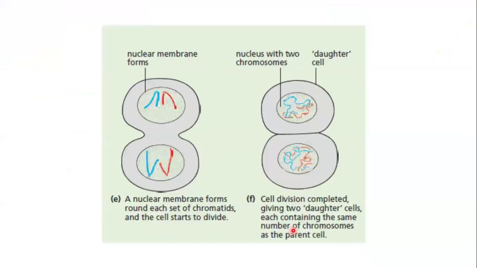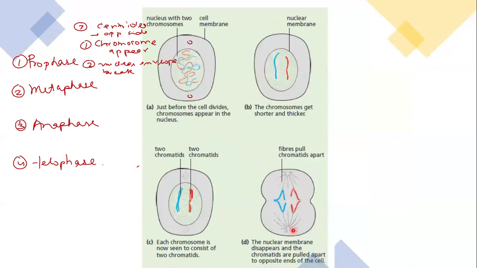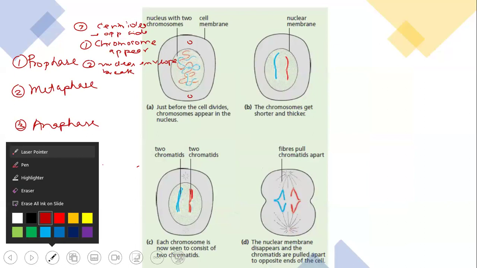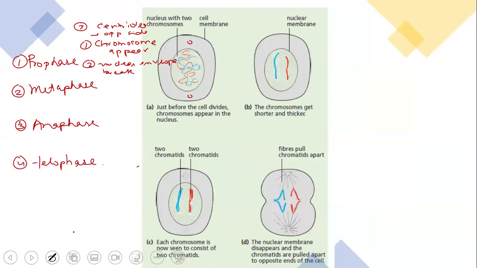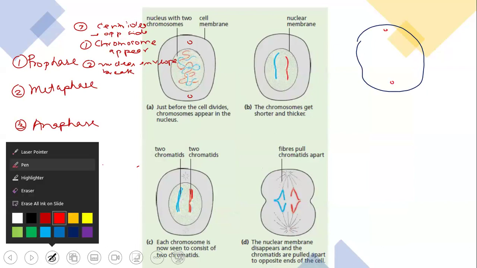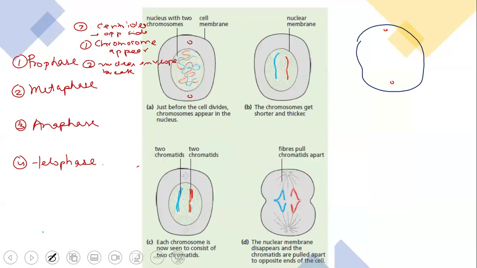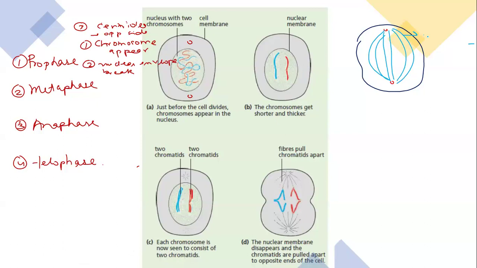Now, what happens after that? The next stage is known as metaphase. What happens in metaphase? This is my cell. Remember how I told you about the centrioles? The centrioles will produce a thread-like structure. They're going to produce a thread-like structure that we call the mitotic spindle.